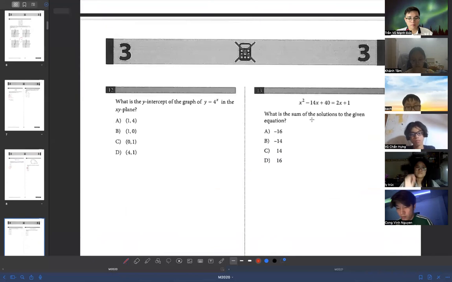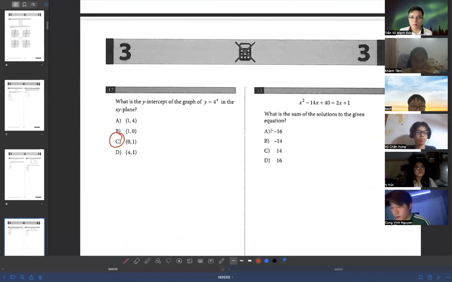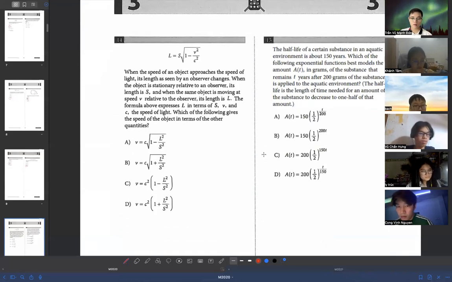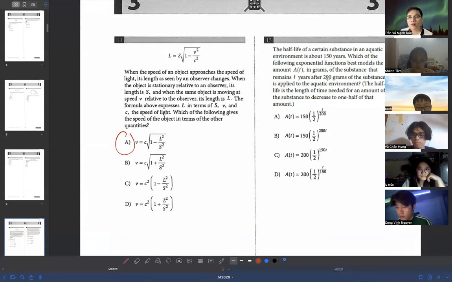12C. Okay. All right, next one. 13. D. All right. 14. A. 15. D. After 200 grams.